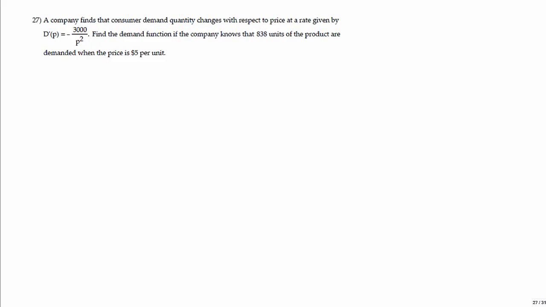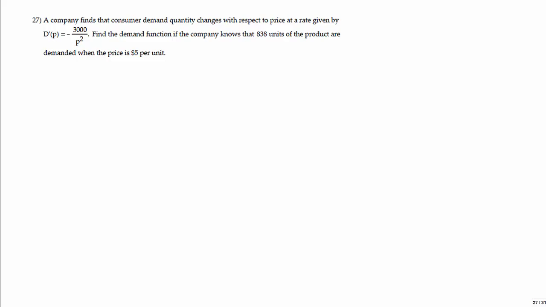A company finds that consumer demand quantity changes with respect to price at a rate given by d prime of p equals negative 3,000 over p squared. Find the demand function if the company knows that 838 units of the product are demanded when the price is $5 per unit. This is very similar to the previous example, except solving for c is going to require more work.